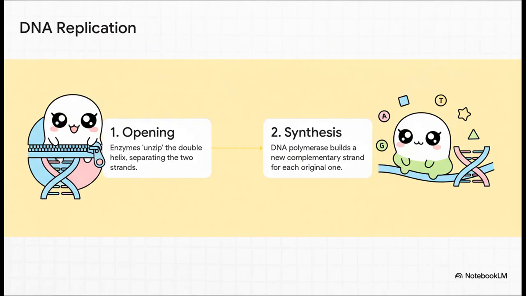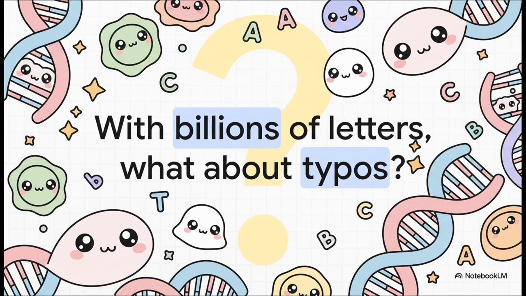It all happens in 2 main steps. First, a tiny little biological machine, an enzyme, comes along and acts just like a zipper, unzipping the double helix right down the middle. Then another amazing enzyme called DNA polymerase gets to work. It zips along each of the original strands and builds a brand new, perfect partner for it, strictly following that A with T, C with G pairing rule. But wait a minute. If you were trying to copy a book with 3 billion letters, you're bound to make some mistakes, right?